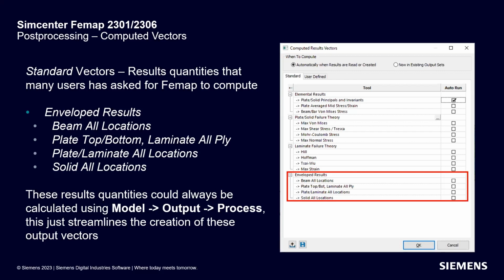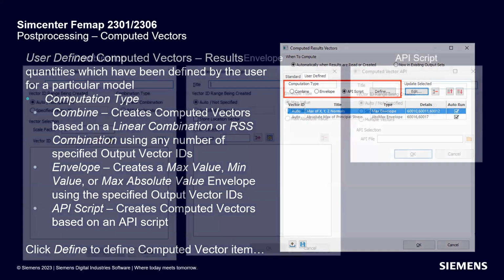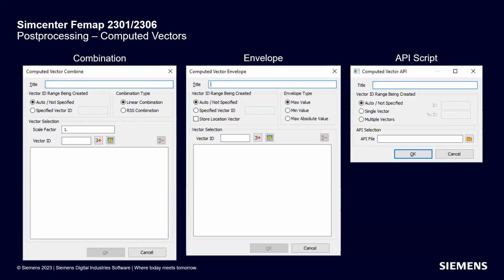Again, most of these could have been done with solid output process before, but these are just some nice hard-coded ones in here now. Now, on the user-defined tab, you can also make your own combinations, your own envelopes, or if you like, you can actually create an API script where basically you just choose which one of those you want, and then you can do define. And when you do define, depending on whether you're making a combination, an envelope, or an API script, you get a different dialog box and you just have some various options in here.